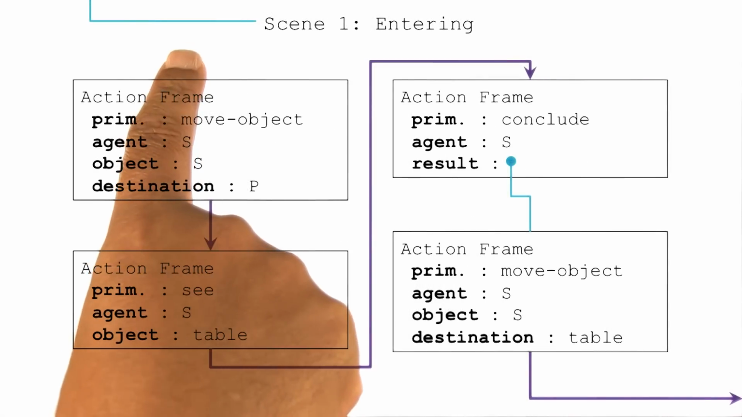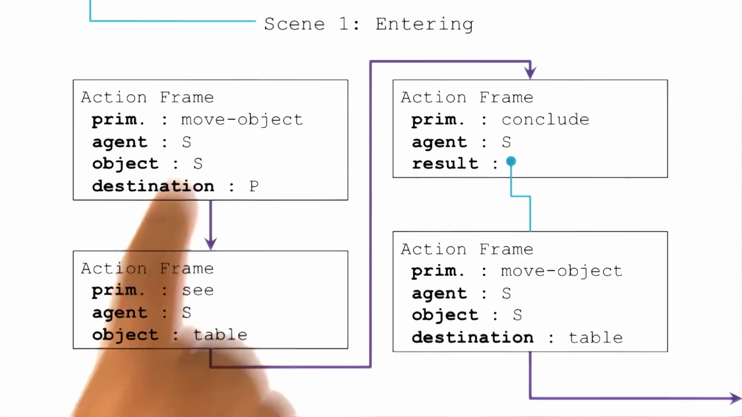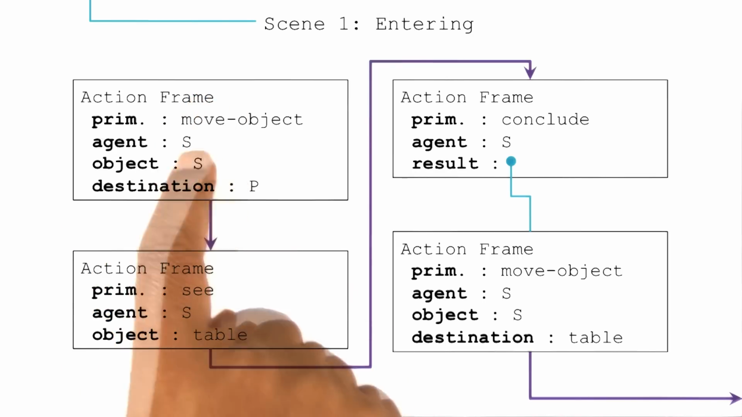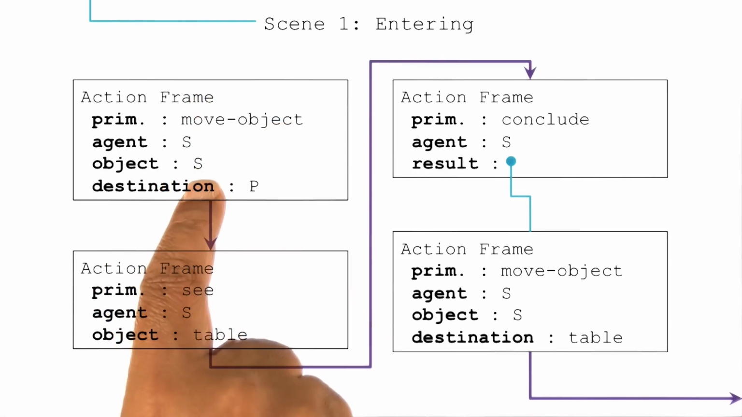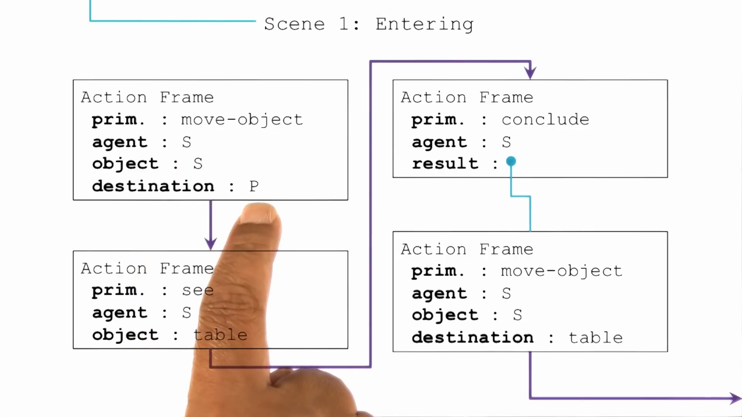Here is a representation of scene 1. We'll call it the entering scene. This particular scene consists of several events. So in the first frame, the customer S stands for the customer, moves himself or herself, so S is moving himself or herself, to some restaurant, some place, P.